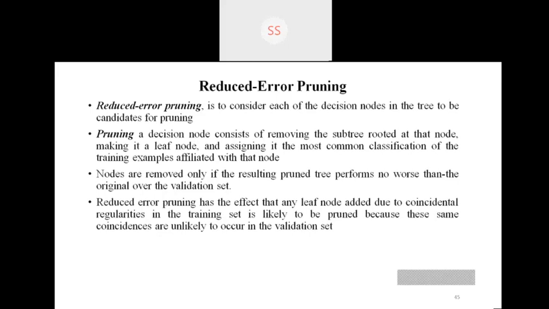So the nodes are removed only if the resulting pruned tree performs no worse than the original on the given validation set. Otherwise, you're not going to remove that node. And reduced error pruning has the effect that any leaf node added due to coincidental irregularities in the training set is likely to be pruned because these same coincidences are unlikely to occur in the validation set.